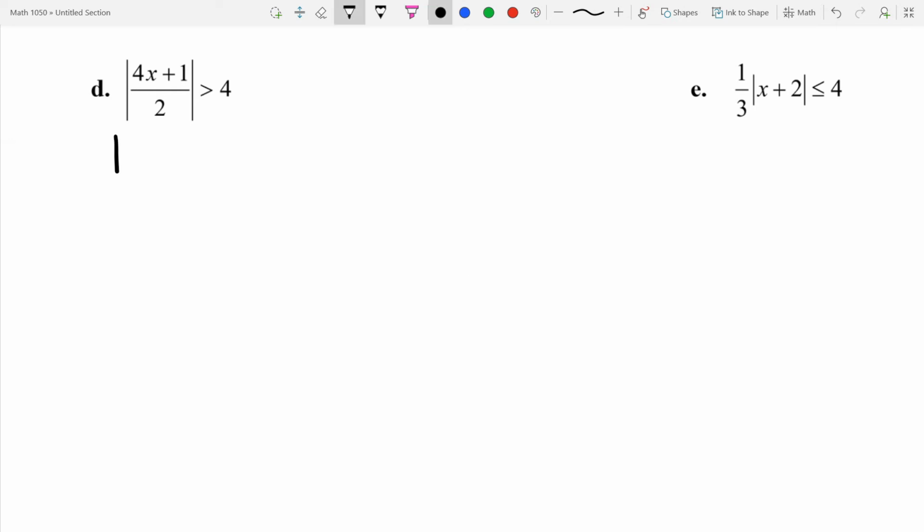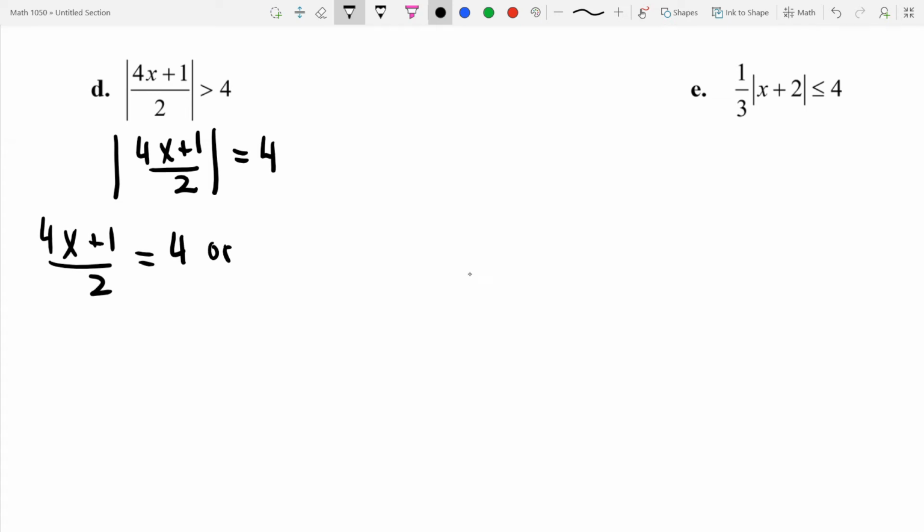Equal sign, right? So now I have |4x plus 1| over 2 equals 4. I did not drop my absolute value. What do I do now? Split it, right? So it's (4x plus 1) over 2 equals 4, or (4x plus 1) over 2 equals negative 4. I want to hear 2 words out of your mouth. What are the words? Cross multiply. Bam. Cross multiply. You guys are awesome.